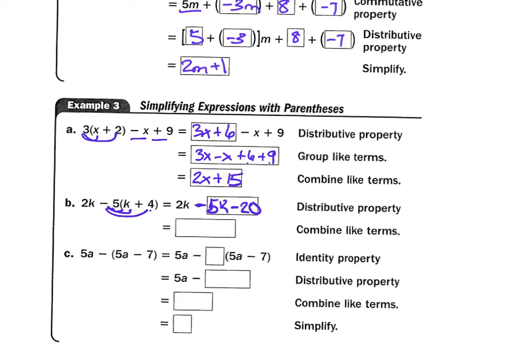So now we can combine our k's. We have 2k minus 5k, which is a -3k, right? Different signs you subtract. 5 minus 2 is 3. Since the 5 is larger, remember it's like plus a negative, it's a negative sign, minus 20.